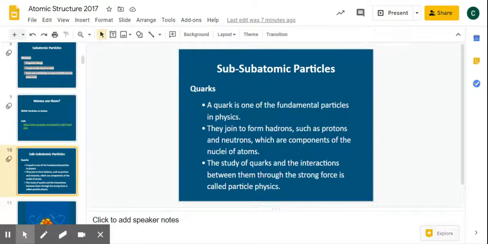Next, we'll talk about quarks. Quarks are a little bit beyond the scope of high school chemistry, but they do play an important role. It's essentially the fundamental particle in physics. There are different versions of quarks: up quarks, down quarks, strange quarks. There are quite a few, and these are what form what are called hadrons, which are the building blocks of protons and neutrons. So these are what make up the subatomic particles. That's why I called them subatomic particles.